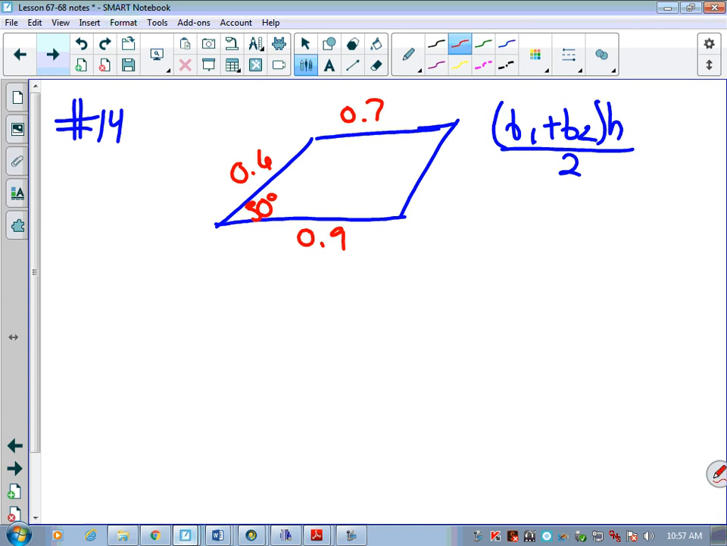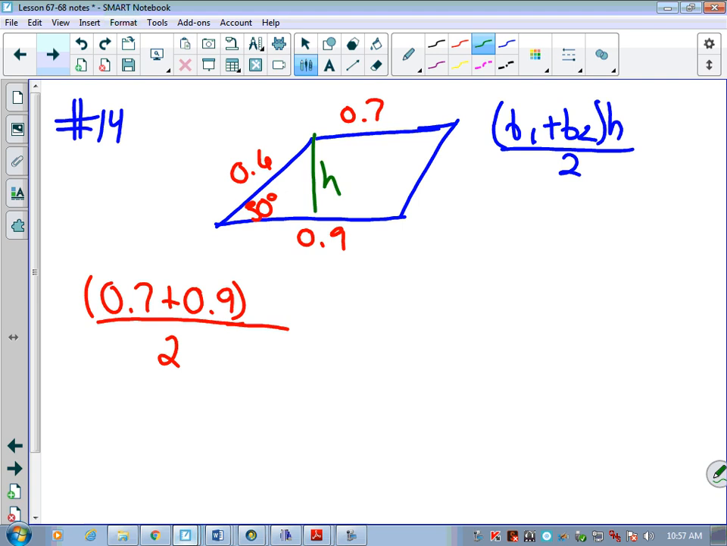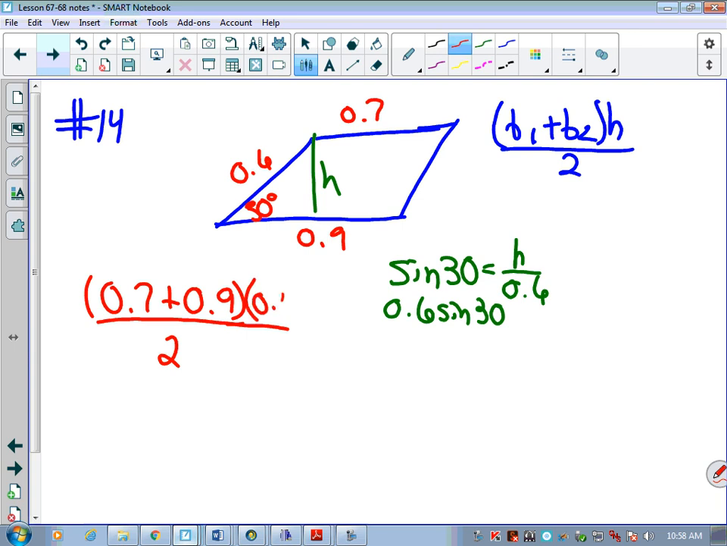Let's see. So we've got 0.7 plus 0.9, divided by 2. What are we missing here? We're missing height. Hopefully we're beginning to figure some of this out by now, so we would use sine. Sine 30 equals h over 0.6, so 0.6 sine 30 equals height. If I want to be exact in here, that's how I would do it.